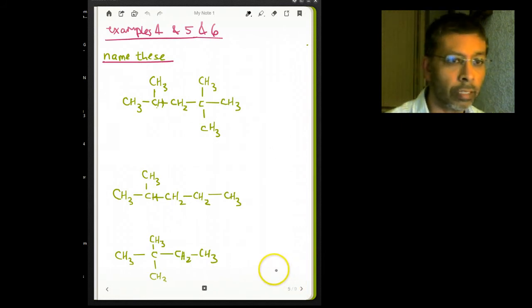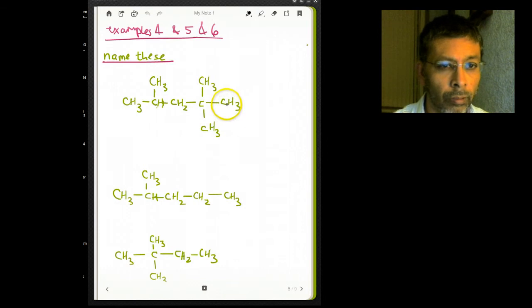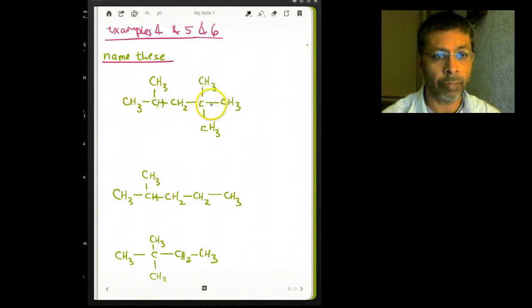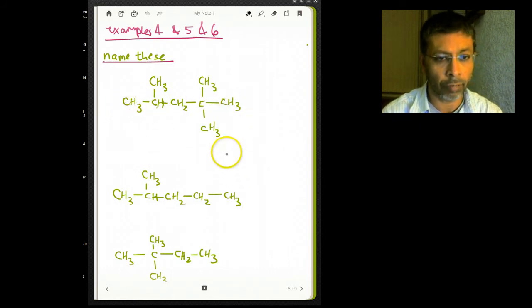Examples 4, 5, and 6. Name these. Right, remember how we named them? The longest chain. 1, 2, 3, 4, 5. That looks like the longest chain. What about this one? 1, 2, 3, 4, 5. That's also one long chain. 5 seems to be the longest, so we'll go with this one here. That's the longest chain, 5. So we know it's going to end in pentane. Pentane.